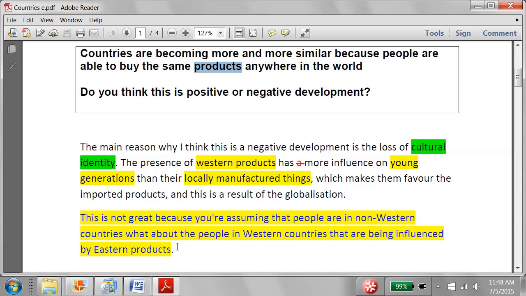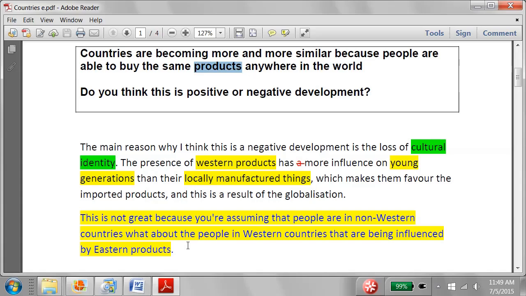So, yeah, we often think about the Western products, the McDonald's, the Starbucks, the iPhones. But what about, it's not only the Western products. In Australia, I can see lots of Eastern products.